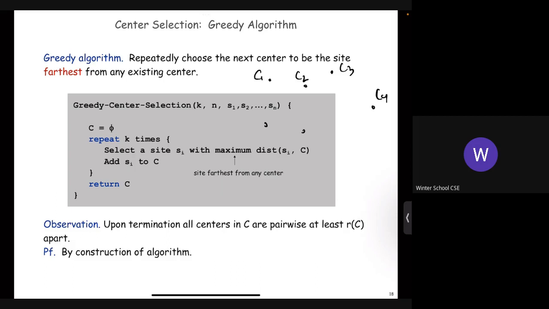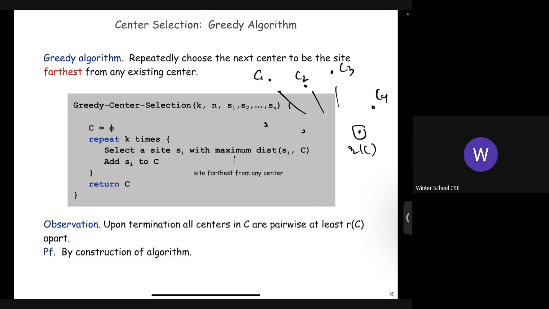Because if you all are satisfied, then I have nothing to prove, and I go to the next page and do my algorithm. So what is RC? There is some point here which is farthest from all these centers. This is R of C. And now we have to show that if I pick any Ci and Cj, they are far apart.